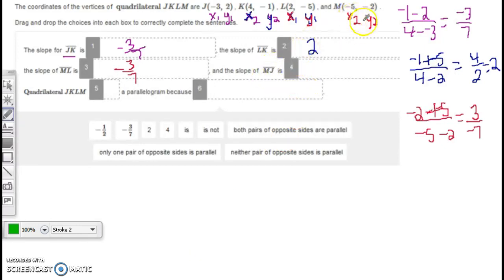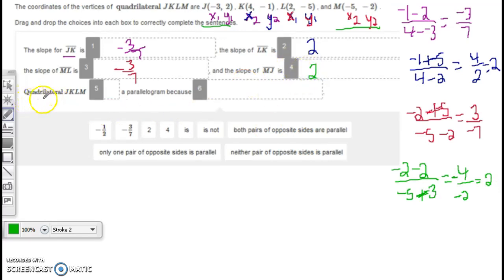So M is labeled as x2, y2, so I'm going to let J be x1 and y1, which it looks like it already is. All right, so I'm doing M and J. So y2 minus y1 over x2 minus x1, which gives me a -4 over -2, which reduces to positive 2.